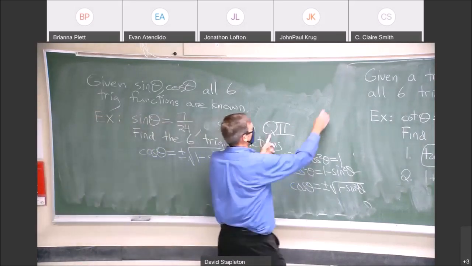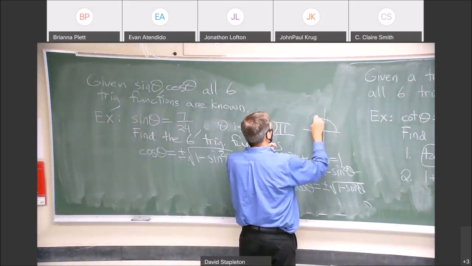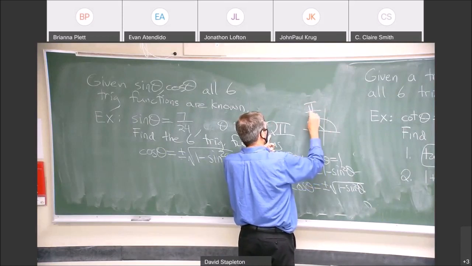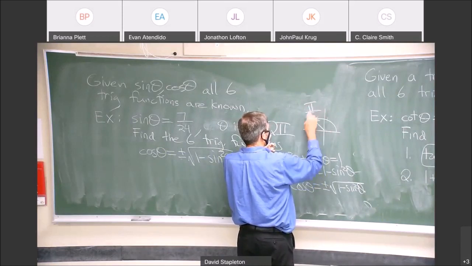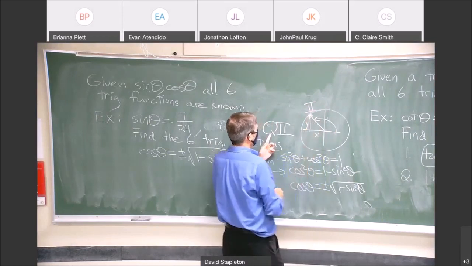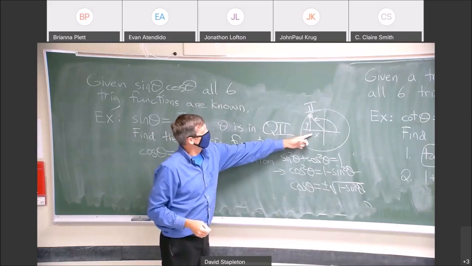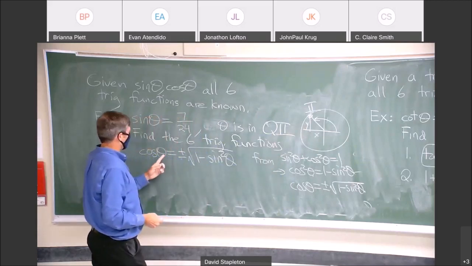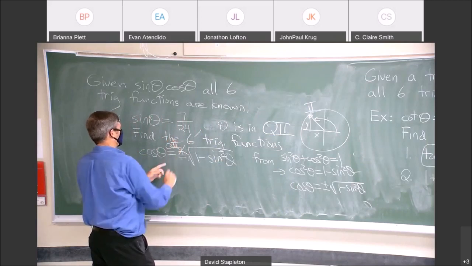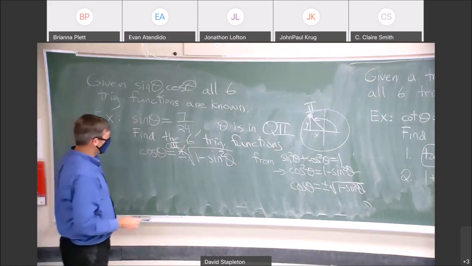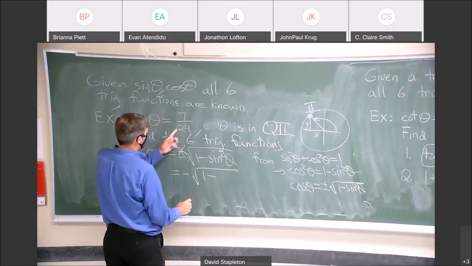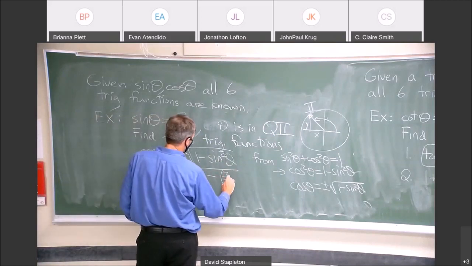You go to quadrant 2. In quadrant 2, if you have an angle here, and you drop a perpendicular, think of the unit circle. X is negative and y is positive. So cosine is negative and sine is positive. So cosine must be negative this time because I'm in quadrant 2. So I'll put the minus, and now I know cosine is minus square root 1 minus, sine is 7/24.